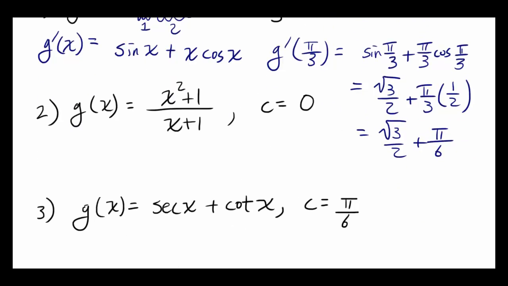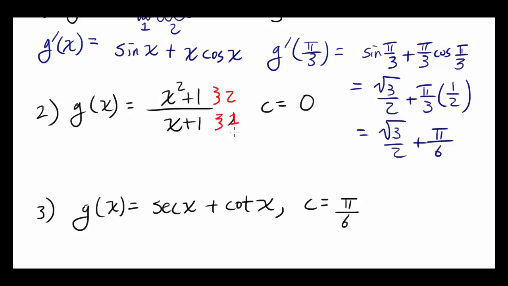Let's look at number 2. g of x is x squared plus 1 over x plus 1. In this case, you're dividing two functions of x. You've got x squared plus 1 on top, and you've got x plus 1 on the bottom.